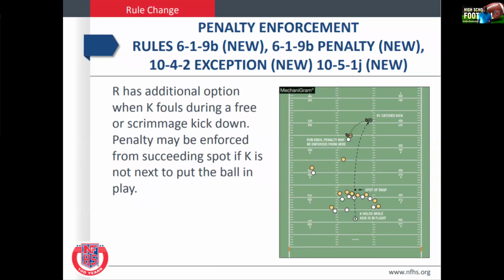Okay, here's an example. R has an additional option when K fouls during a free kick or scrimmage kick down. The penalty may be enforced on the succeeding spot if K is not next to put the ball in play. In other words, if K didn't recover the kick, then the basic spot will be the previous spot, and we'll mark off the foul and have a re-kick. But if R maintains the ball, they can just mark the foul at the end of their run.